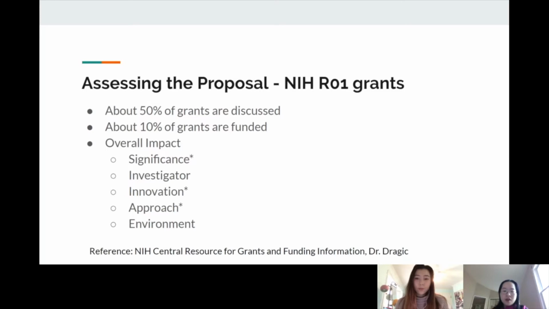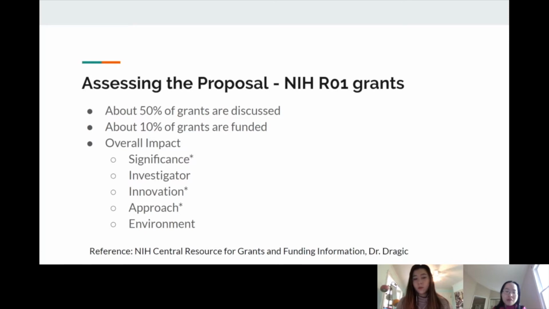So we're going to now focus specifically on the NIH R01 grants, a really big grant in biology. About 50% of the grants that are submitted are actually discussed at the round table when all of the reviewers get together. The reviewers go through the grants, and each person goes through a certain amount of grants, and then they bring up 50% of these grants to the table for discussion. And about 10% of the grants are actually funded.